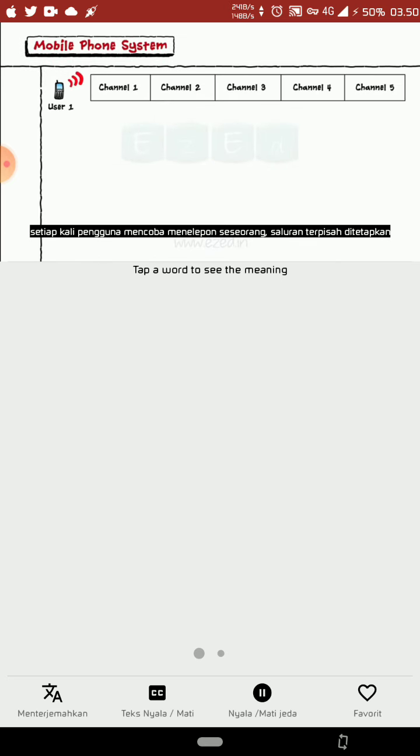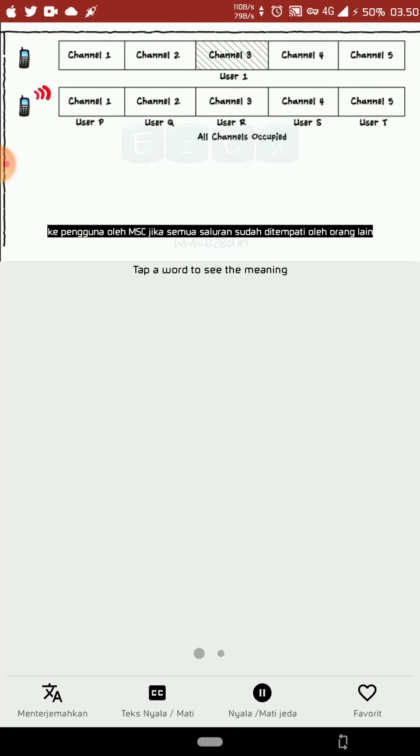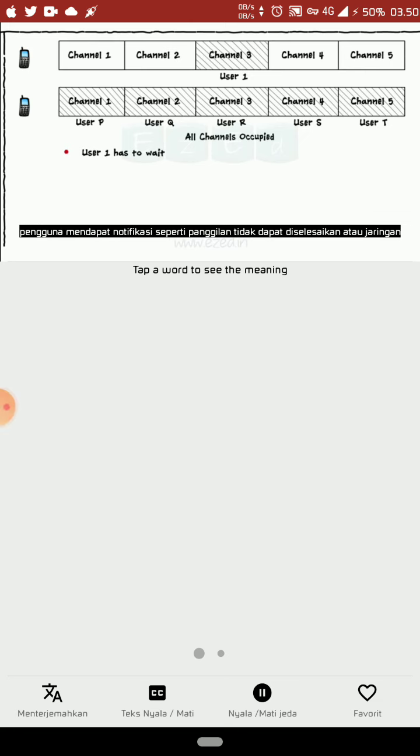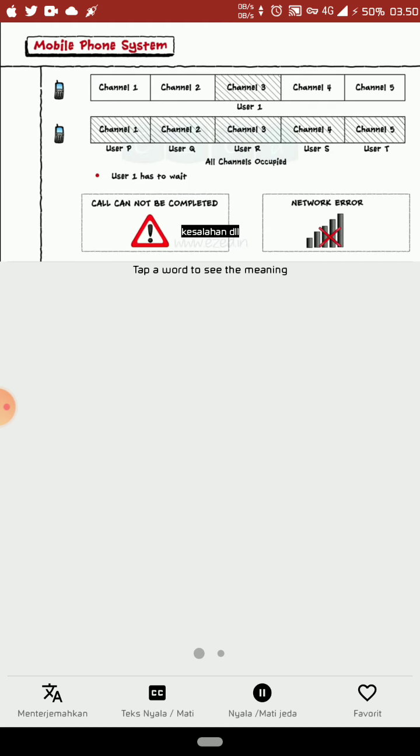Whenever a user makes an attempt to call someone, a separate channel is assigned to the user by the MSC. If all the channels are already occupied by other users, then this user has to wait for a channel to become free. In such a case, the user gets a notification such as call cannot be completed or network error, etc.